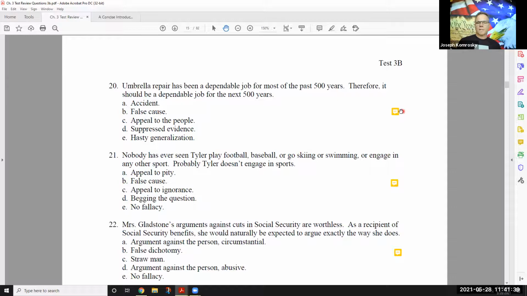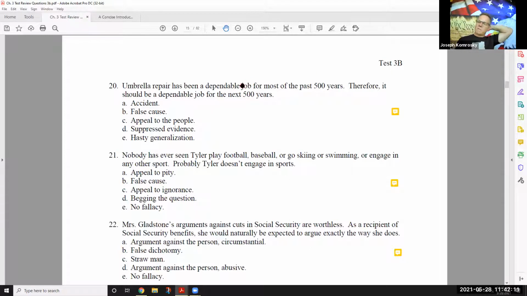This one is suppressed evidence. Something's being left out. Yeah, okay, it's been a dependable job, but we need more information to make the claim for the next 500 years. Like, what kind of job market are we talking about? What kind of factors? What kind of longevity? How's the marketplace? Are we talking about international, national, county? So we need more detail, and there's evidence and details being suppressed. They're being left out on purpose. So we don't know that this claim follows from that.